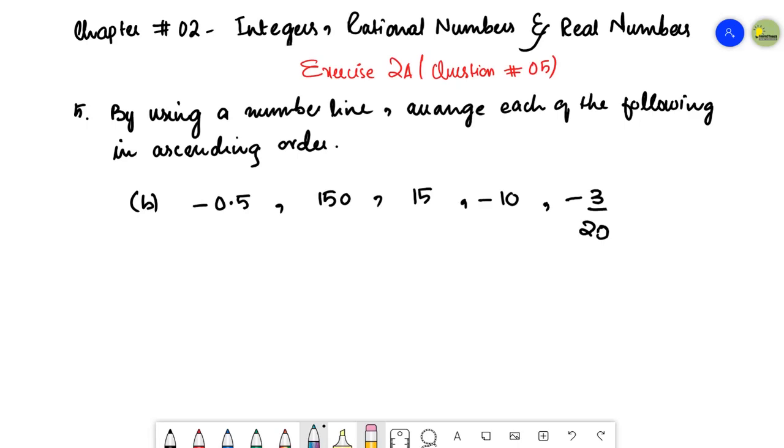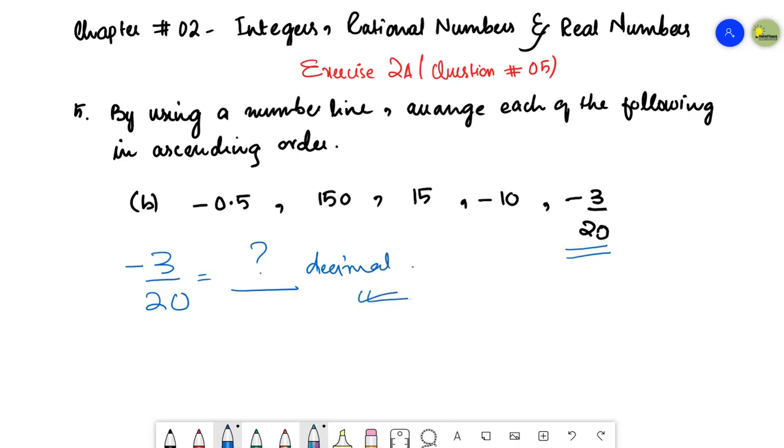So as I was talking about fractions, here is the fraction that I need to convert into a decimal, minus 3 upon 20. It's difficult for me to plot this value on a number line. Why? Because I don't know its exact value. So in order to find its actual value, I must convert it into decimal. This would be my first step. Whenever you have any fraction, convert it into decimal so that you can easily plot it on your number line. So let's do it first.